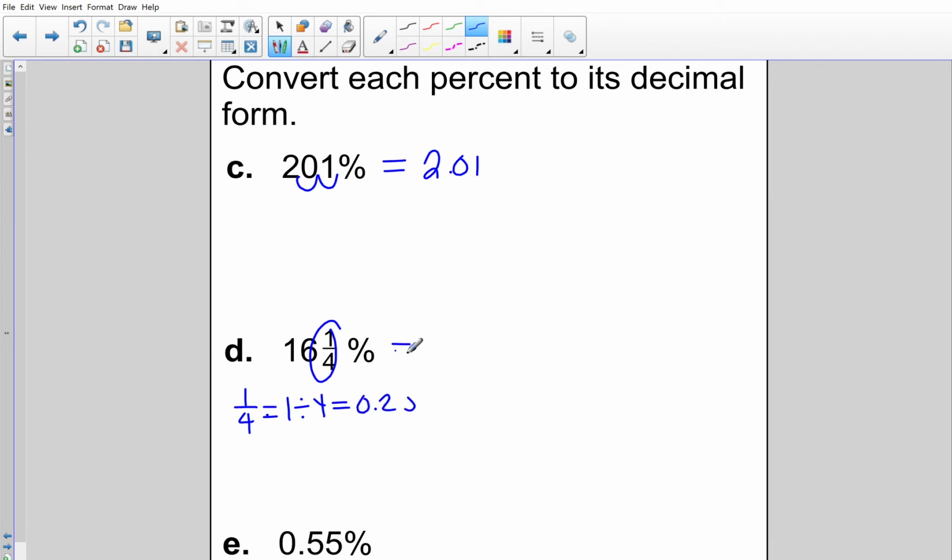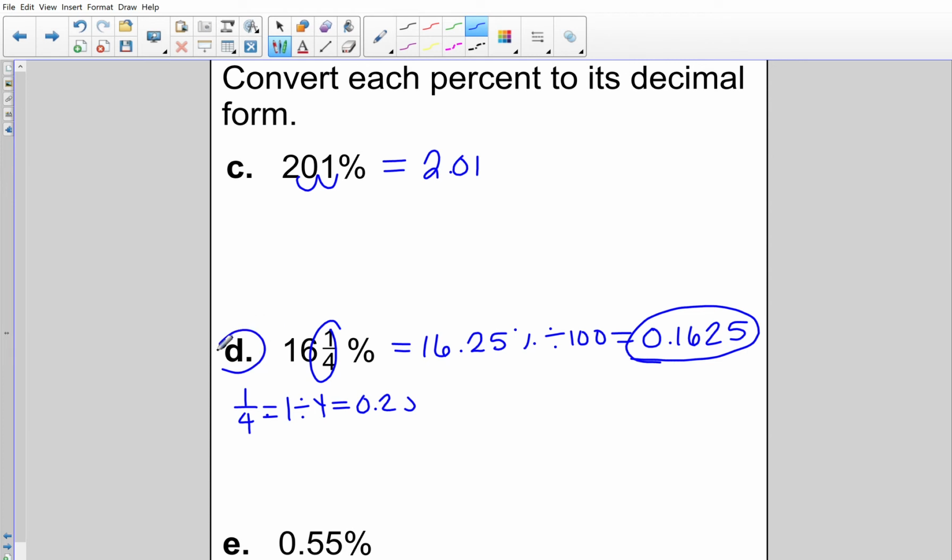So then that makes this 16.25%. Okay, it's still percent. So now I'm going to divide by 100 or move the decimal 2 spaces to the right. So it becomes 0.1625. So these are tricky, and I have like one of these on the test. So again, you may want to take notes on that particular kind of problem.